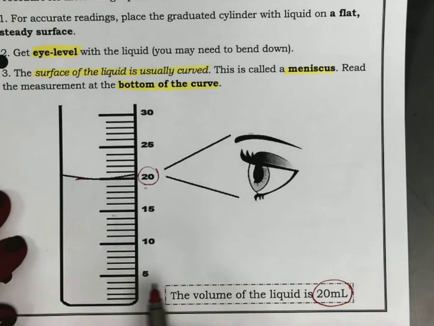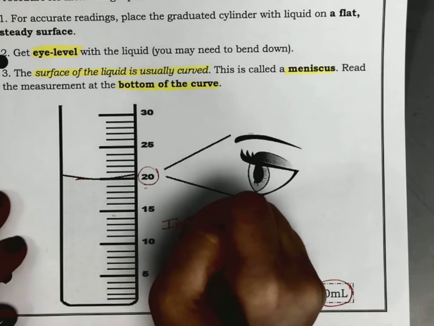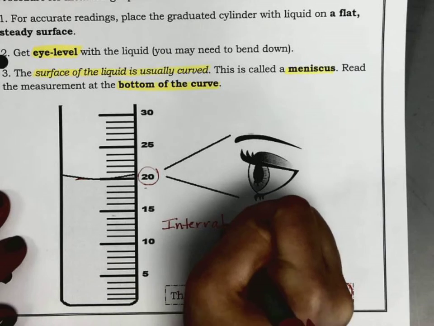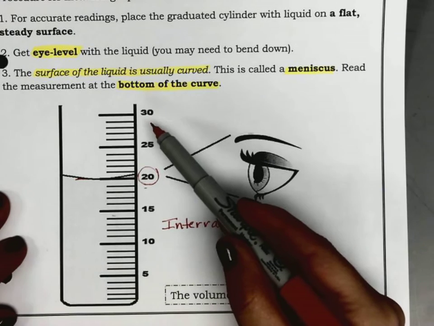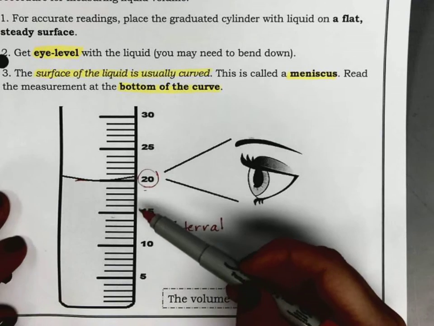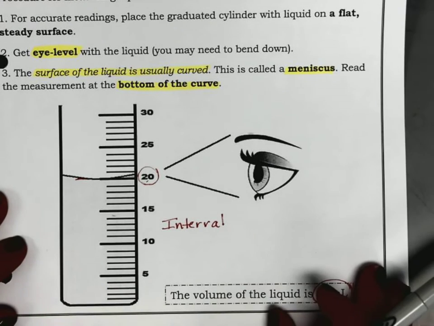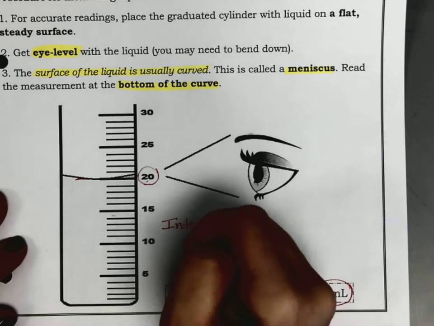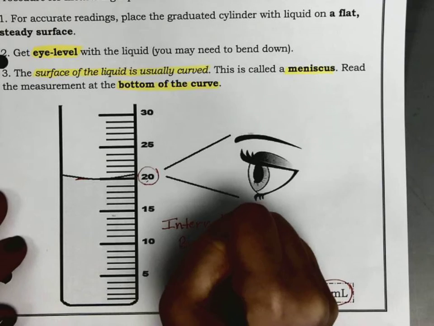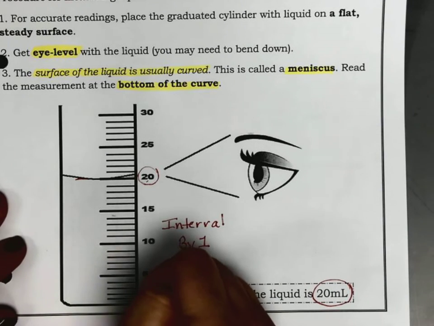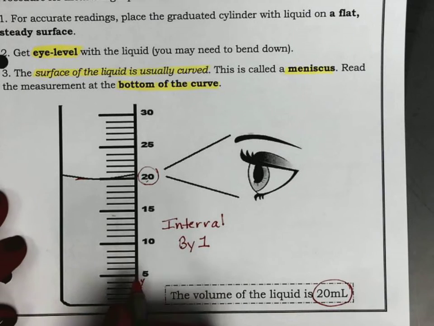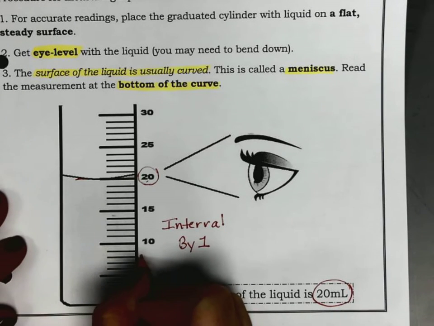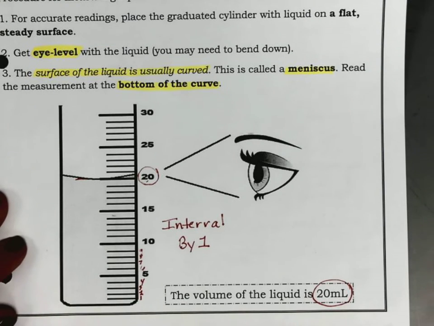Now, it's important to note the interval of the graduated cylinder. Okay? The interval is not 5. Even though we have 5, 10, 15, 20, 25, 30, there's all these little lines in between. So we need to know the interval for each line. And for this graduated cylinder, the interval goes up by 1. So this would be 1, 2, 3, 4, 5. And then here you have 6, 7, 8, 9, 10, and so on.